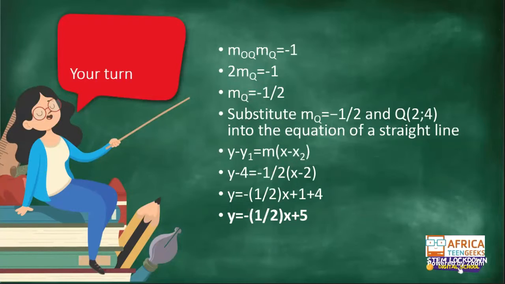Now, once you know the gradient, you substitute that gradient into the standard equation of a line that you know, y minus y1 equal to m bracket x minus x1, and you substitute the point Q here, which is (2, 4). Therefore, you have y minus 4 equal to -half times bracket x minus 2. You're going to see that y will be -half of x, so you must write -half of x plus 1 plus 4. Therefore, the equation of the tangent line at Q is equal to -half of x plus 5.